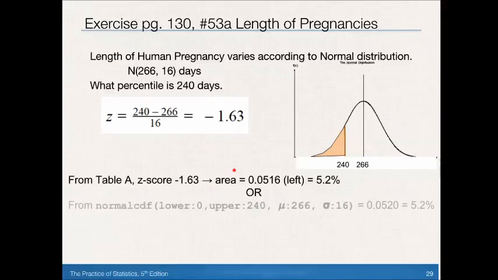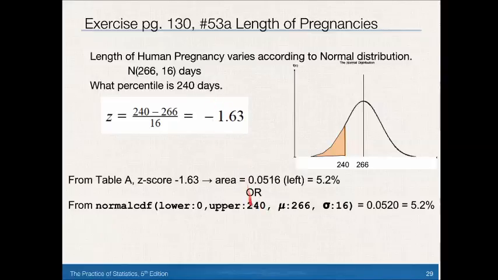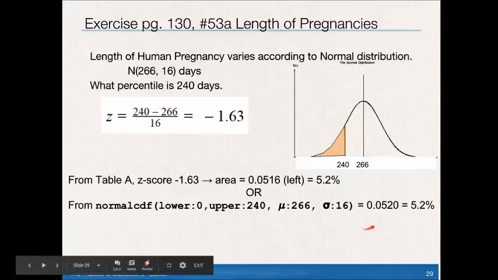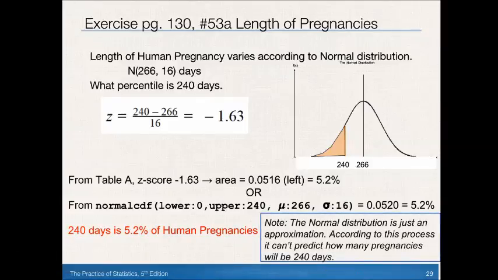Or we use technology by using a normal CDF function, and the lower of zero, that's pretty far away, so that's far enough because we didn't standardize this. We're using the straight up numbers. The upper is 240, mean of 266, standard deviation of 16, comes up 5.2%. And this means that 240 days is about the 5.2 percentile of human pregnancies. Now, side note, the normal distribution is just an approximation. It can't predict how many pregnancies will be exactly 240 days. But what this is saying is 240 days or less is actually what it's saying.